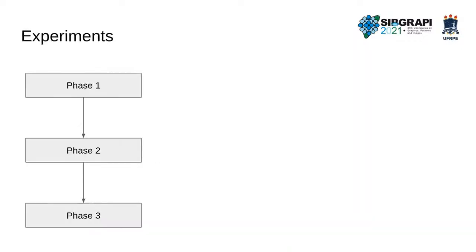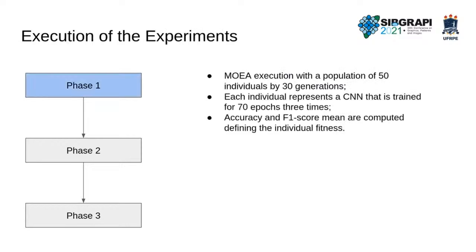To evaluate the proposal, we divided the experiments into three phases. In phase 1, the MOEA is run for each dataset with a population of 50 individuals for 30 generations. Each individual represents a CNN that is trained 3 times over 70 epochs. The averages of the accuracy and F1 score of the networks are computed.